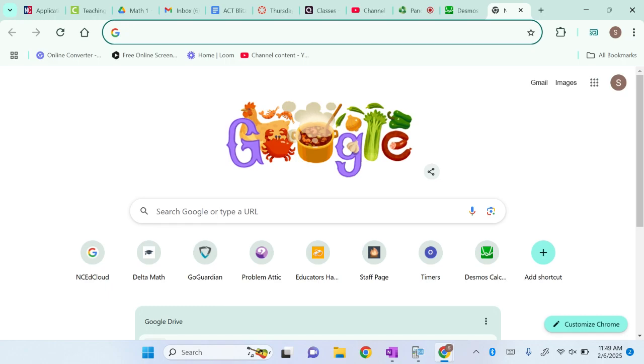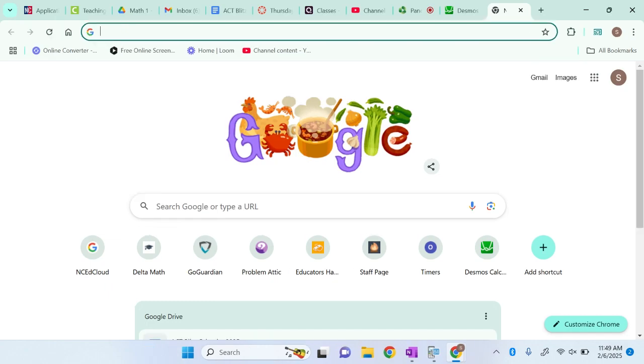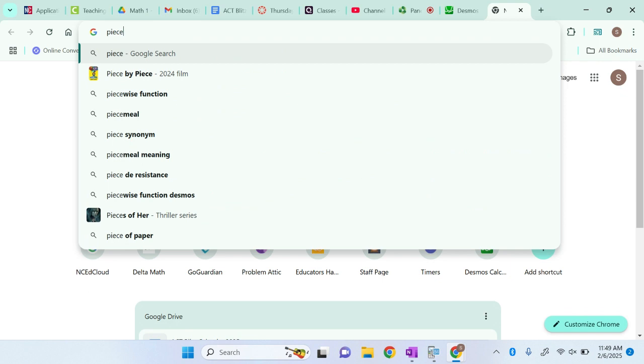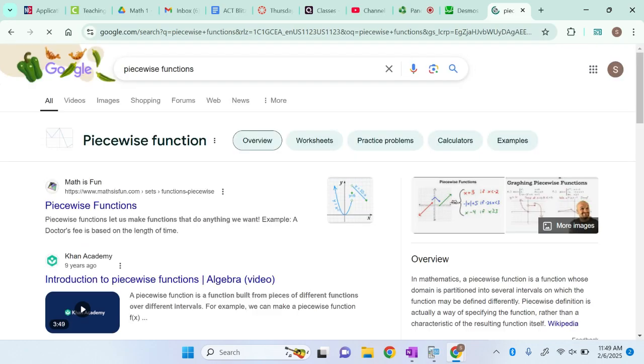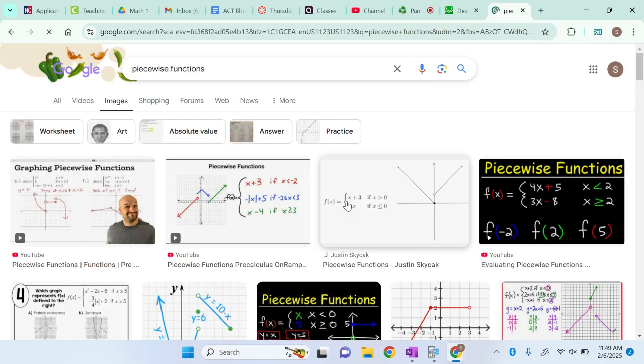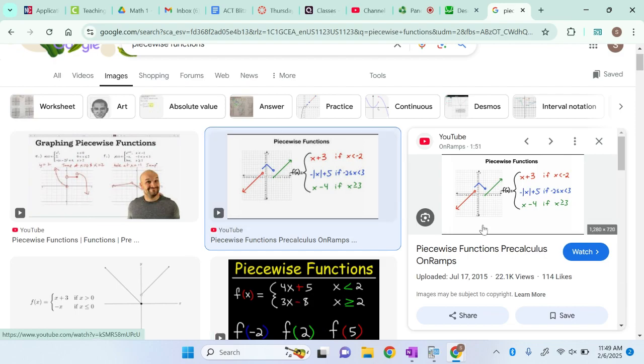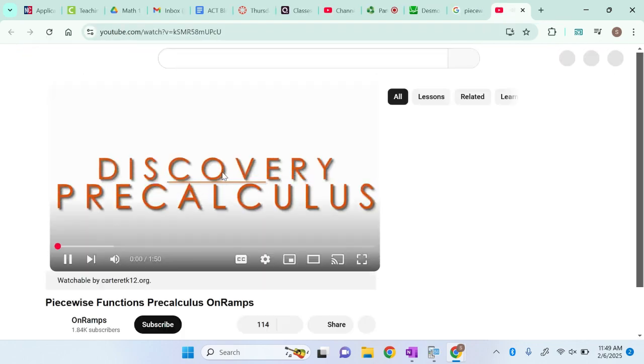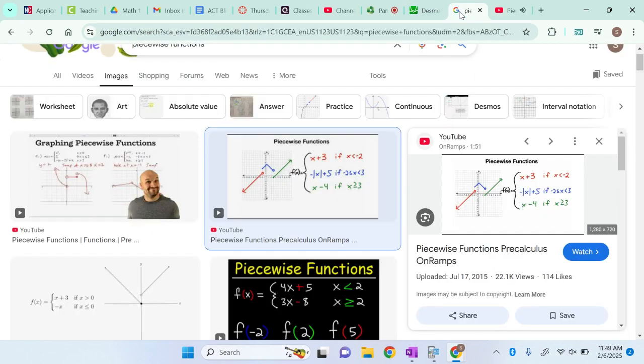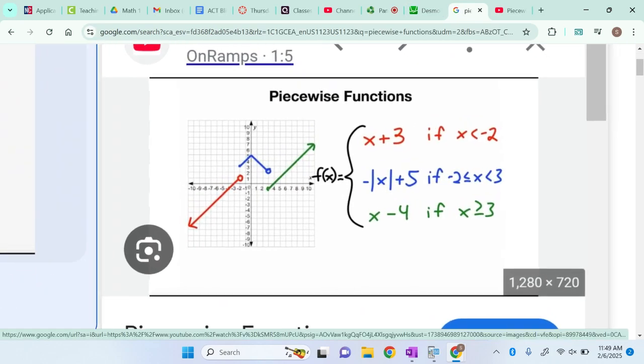But if we just Google what a piecewise function looks like, so you can get an idea of what they look like, because they're weird. Piecewise functions look something like this. Here's an example of a piecewise function. Look at the graph. It looks like a linear graph mixed with an absolute value graph mixed with a linear graph. The graph is literally in pieces, and they describe each part of the function between the different x values.